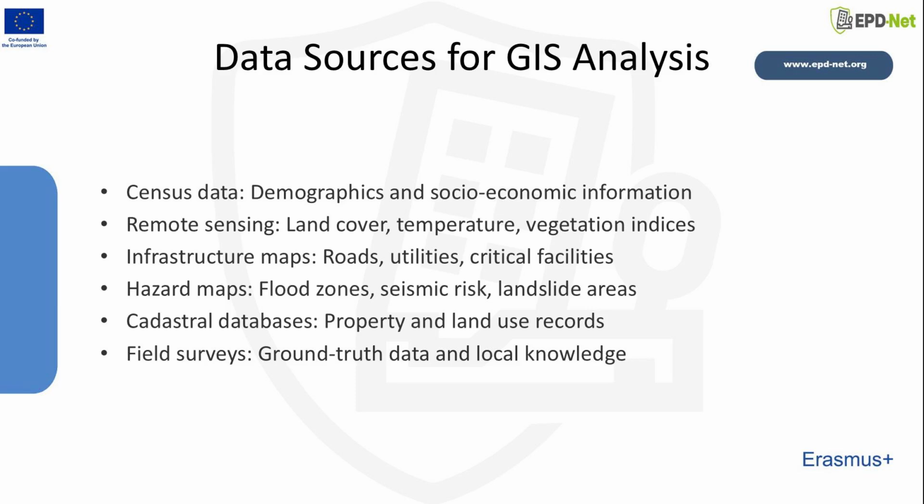Effective vulnerability mapping fundamentally depends on accessing and integrating diverse data sources that capture the multidimensional nature of urban vulnerability. Census data provides essential demographic and socio-economic information aggregated at various administrative levels, offering insights into population characteristics and household conditions. Remote sensing imagery enables comprehensive land cover classification, environmental monitoring, temperature measurements, and vegetation index calculations that reveal biophysical vulnerability patterns.